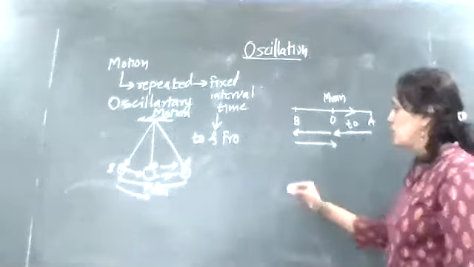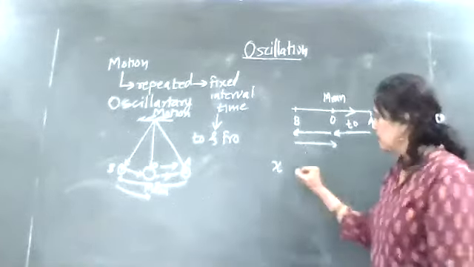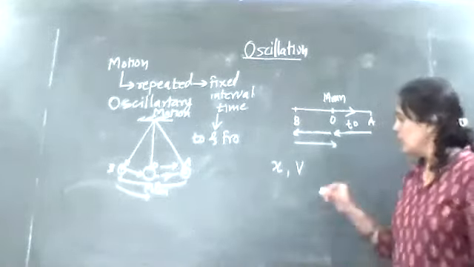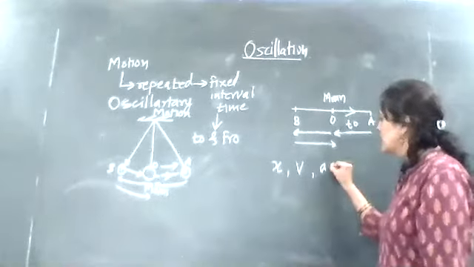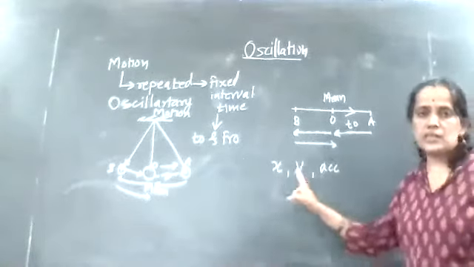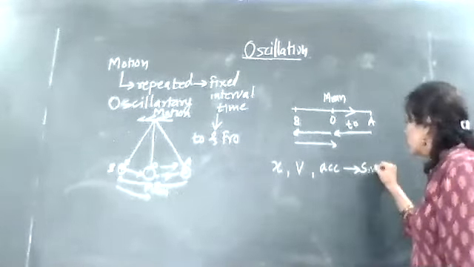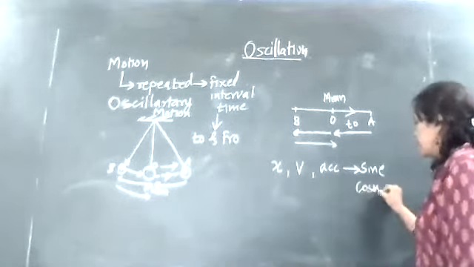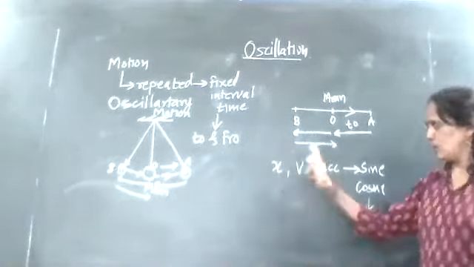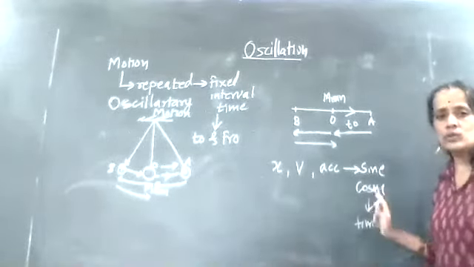Now for that oscillatory motion, I can calculate the displacement of that particle. I can calculate the velocity of that particle while performing the oscillatory motion, as well as I am able to find out the acceleration also. But all these three physical quantities, displacement, velocity and acceleration, are sine or cosine functions of time. Means your displacement, velocity and acceleration can be expressed in terms of sine or cosine function.